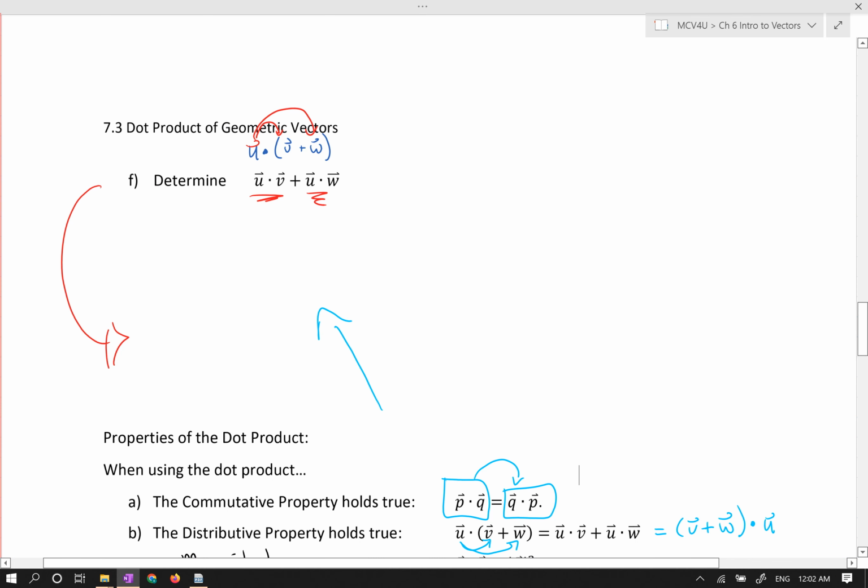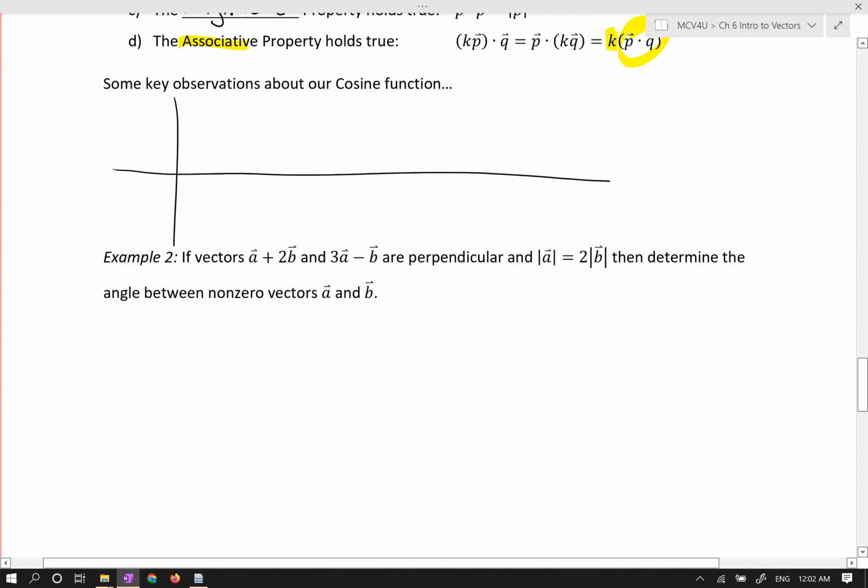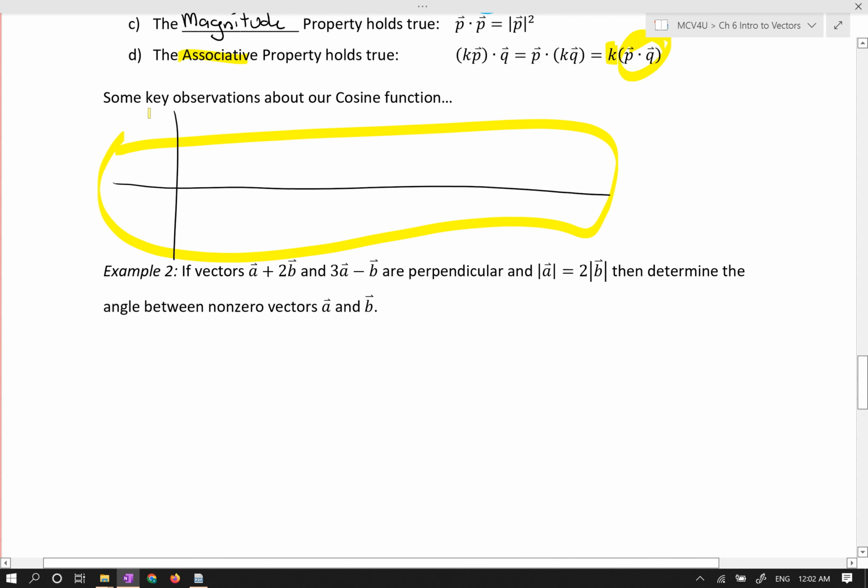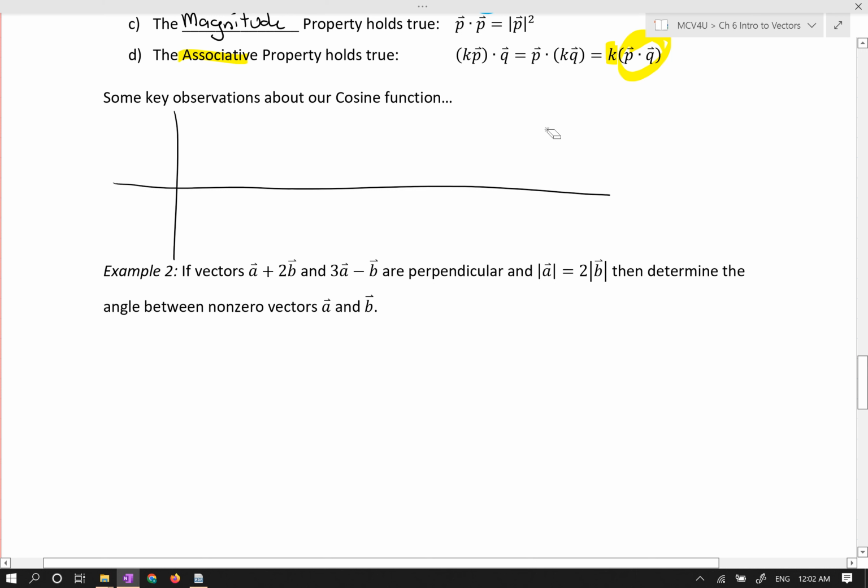Fantastic. Alrighty. At this point of the note, I did want to sketch our cosine function. We actually did that earlier, so don't worry too much about this. But we'll work here with an example where we're taking advantage of one particular property.